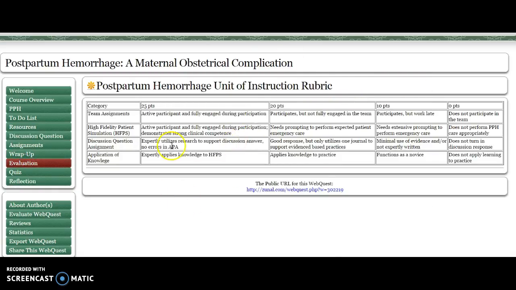In your evaluation rubric, it depicts various levels of understanding and participation, starting with lack of participation to being an active participant.